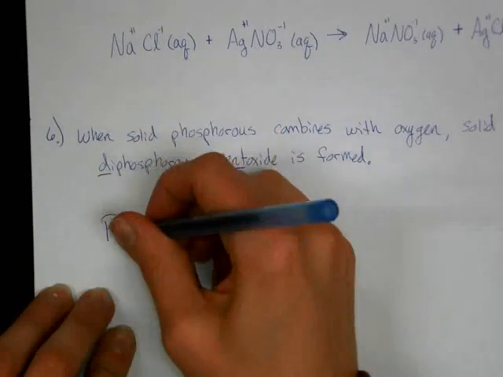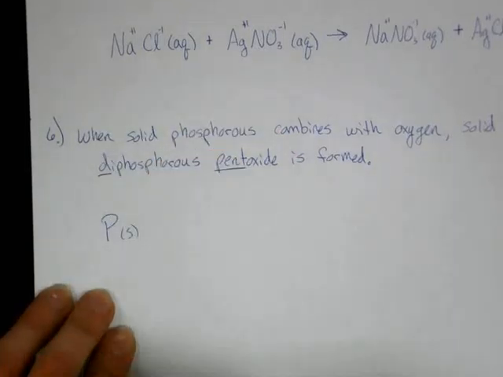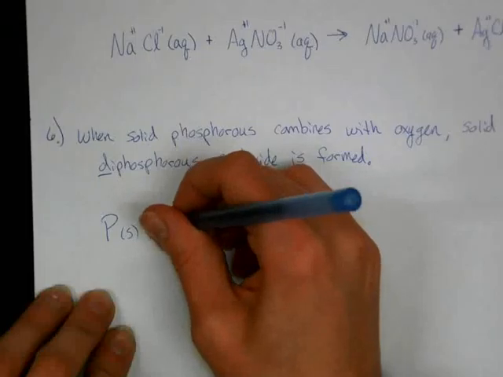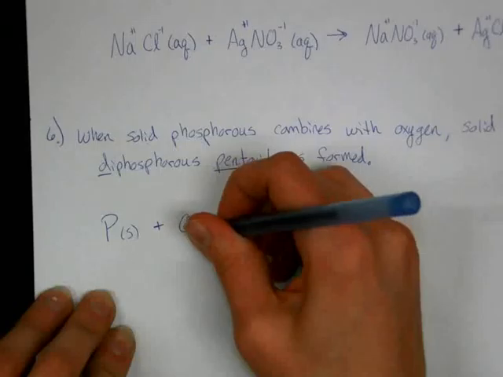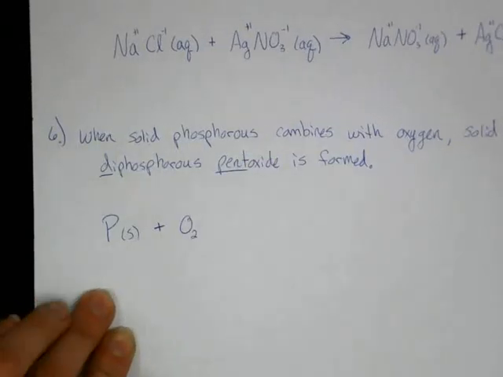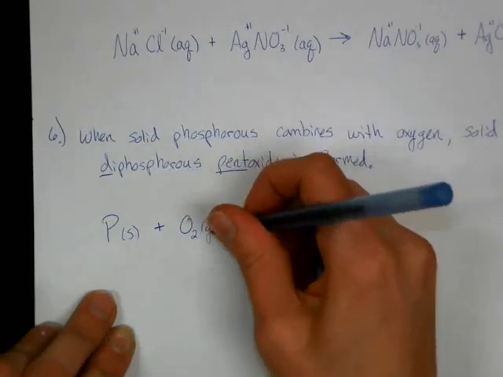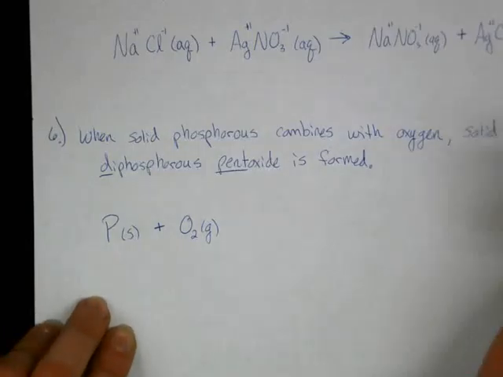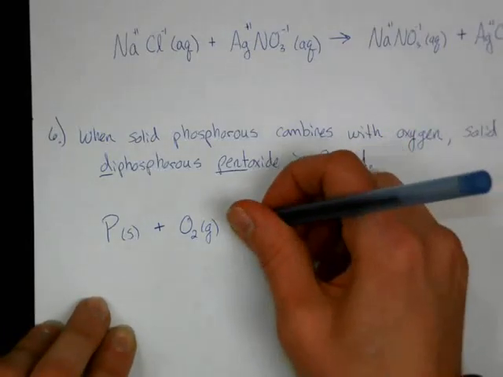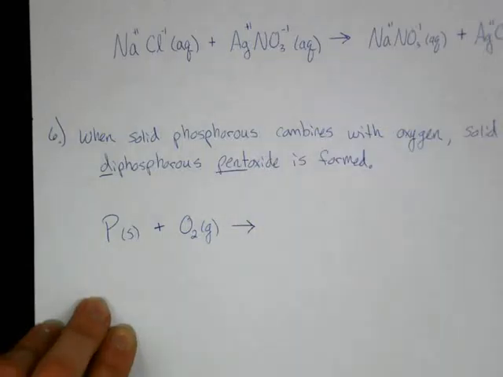So let's start off with our top. Solid phosphorus. Phosphorus is just P. And it's a solid, so I'm going to put an S after it. Combines with, that's my plus sign, oxygen, which is O2. Now, again, oxygen in nature occurs as a gas. When those two combine, solid diphosphorus pentoxide is formed. So those two things are combining. I'm going to draw my yield arrow.